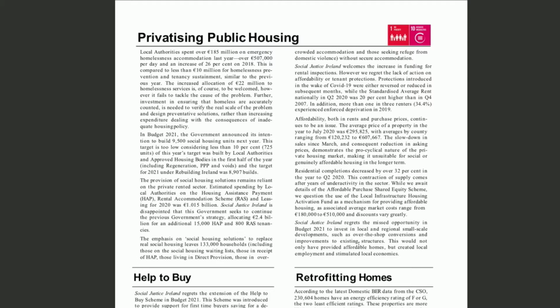In terms of social housing, the government announced its intention to build 9,500 social housing units next year. Now that target, not only is it following the Rebuilding Ireland targets of the failed strategy, but also it's considerably low when we bear in mind that less than 10% of this year's target, just 725 units, were actually built by local authorities and approved housing bodies up to the first half of this year, and the target for next year was already 8,907 builds.